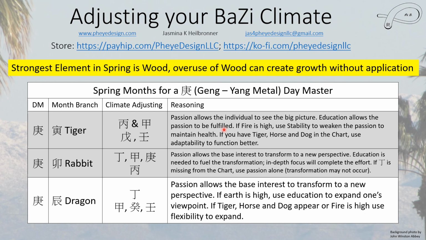So what does this mean? Well, if you are a Gung daymaster born in the month of the Tiger, you need a passion. The passion will allow you to see the big picture. And that is actually pretty important for Gung because they tend to be very focused and can sometimes miss the big picture. So it's a really good idea for them to have the right passion, so that they can focus on the whole thing first, and then focus on what they want to. And they're very good at focusing.